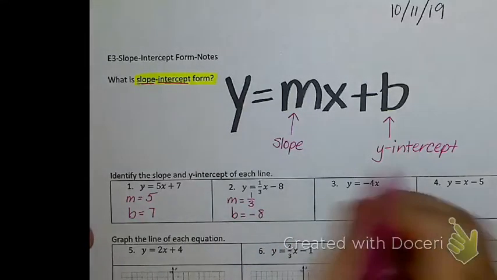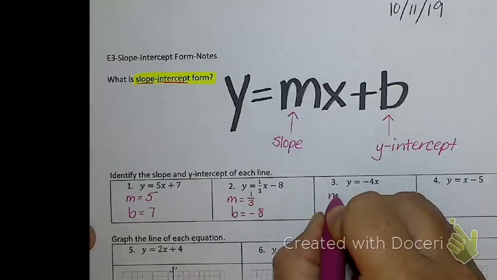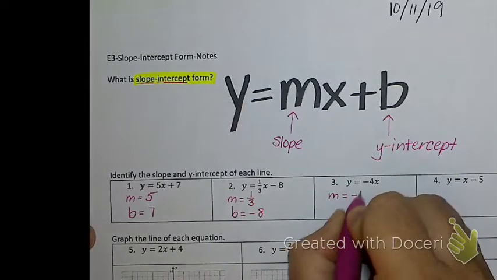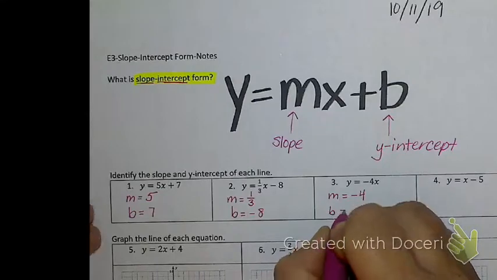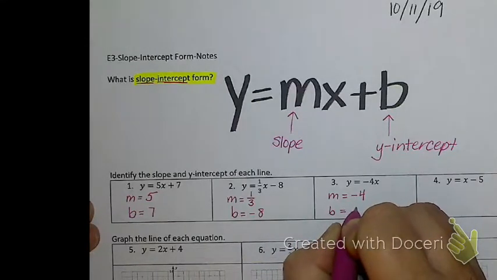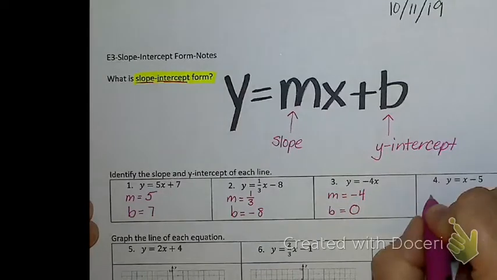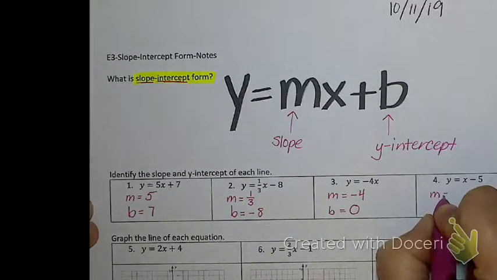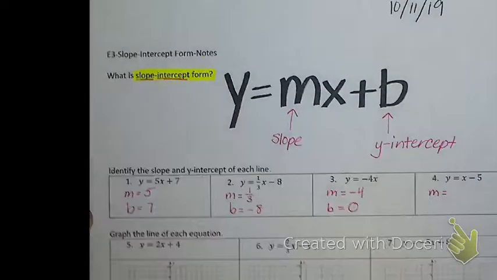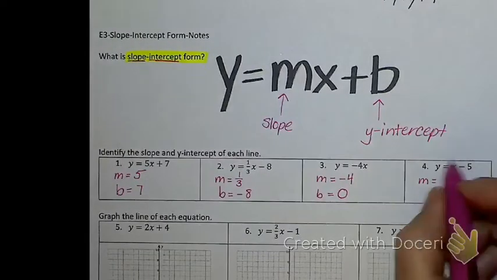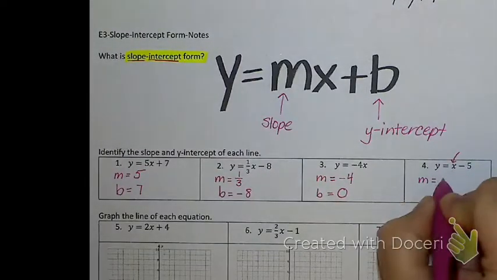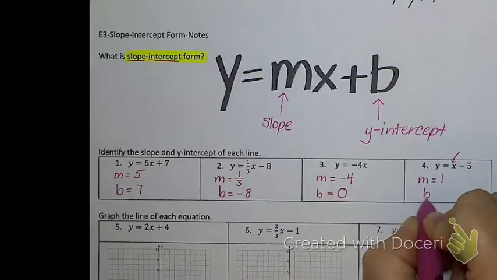Okay. Number 3, what's my slope? -4. What is my y-intercept? 0. X is never your y-intercept. How can X be a y-intercept? It's X. Number 4, what is my slope? -5.01. What is my y-intercept?